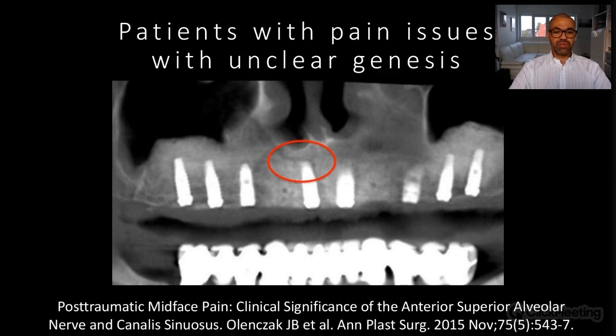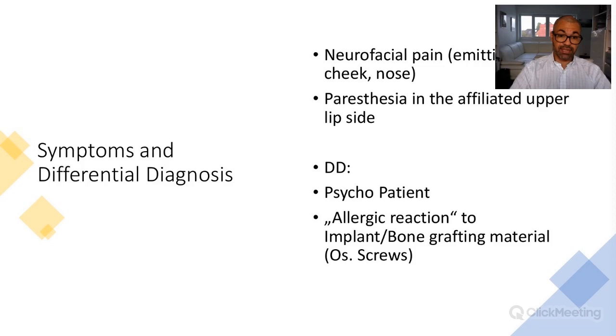One big problem is shown in this case report that is done by Olenchek in 2015. You see here, this implant is with the implant tip exactly in the zone of this canalis sinuosus, and the pain issue of this patient was enormous. So be aware of this structure. To me, it took a while to understand that this is existing in many patients, so we need to address this. What might be the symptoms and what might be a differential diagnosis?